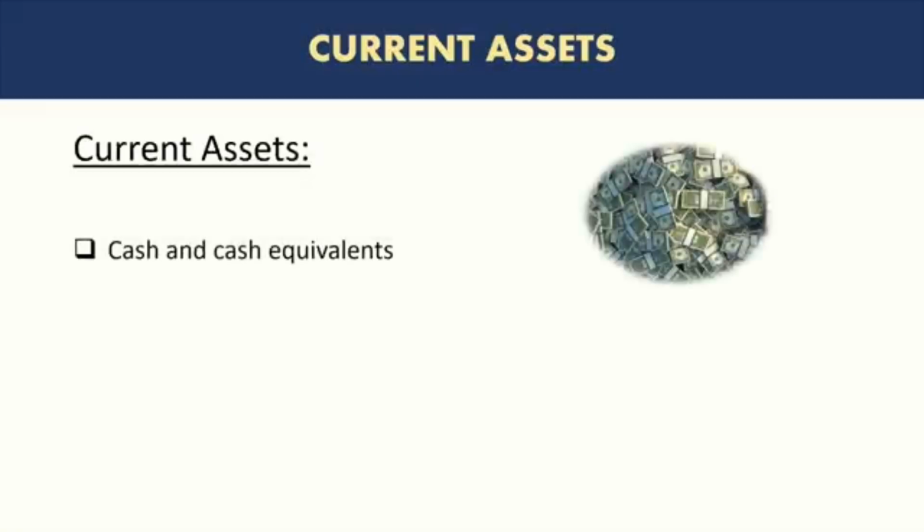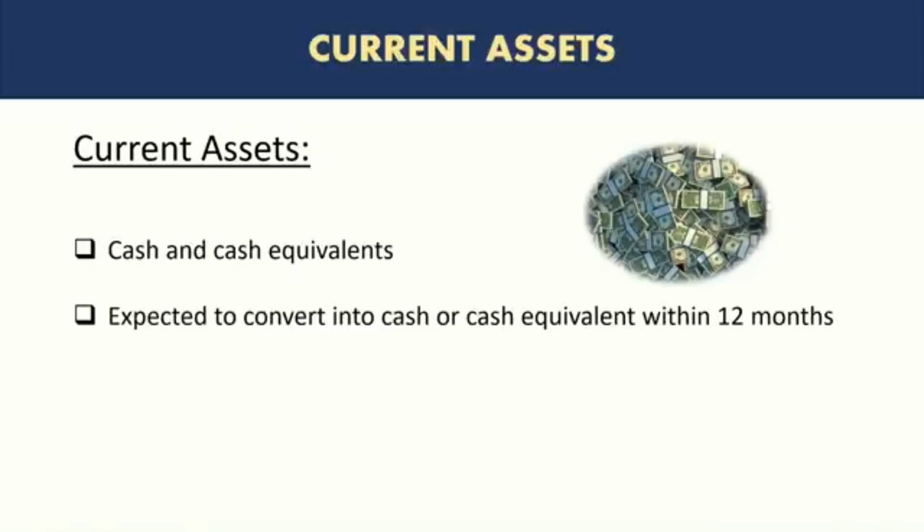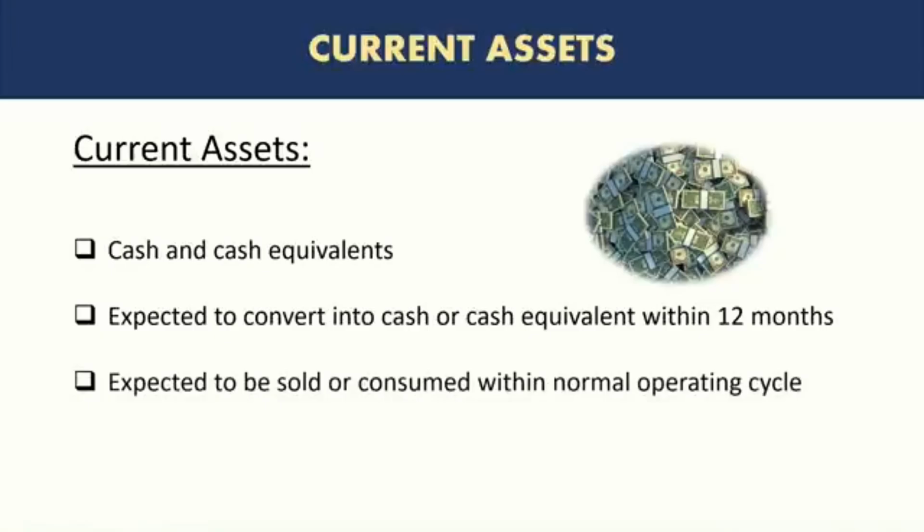Current assets: all cash and cash equivalents are considered current assets, and cash equivalents are really not cash but very short-term investments or any assets that can be quickly converted into cash if required. Current assets are also expected to be converted into cash or cash equivalents within 12 months, and similarly, any assets that are expected to be sold or consumed within the normal operating cycle of the business.